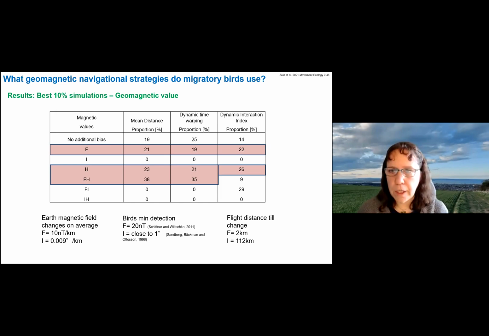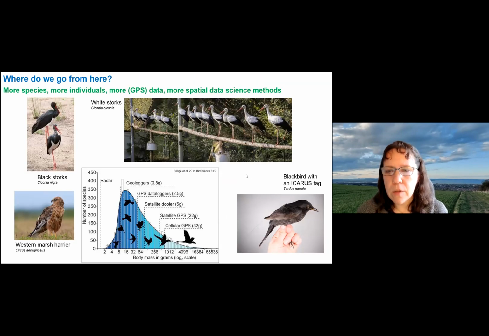So where do we go from here? Well, I said already more species, more birds, not just more species, more individuals as well. In terms of species, we're now looking at other European-African migrants, so white storks, black storks, some raptors like Western marsh harriers and so on. And as you will notice, these are all pretty big birds. And the reason for this is that you have to take into account the weight of the animal when you put the tracker on them.